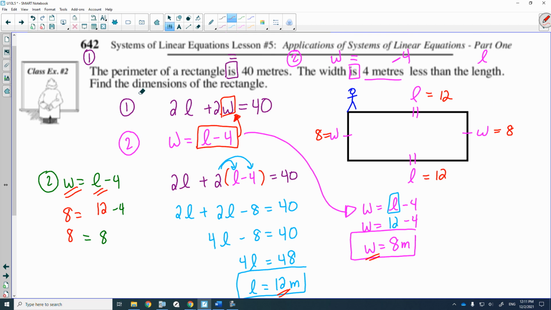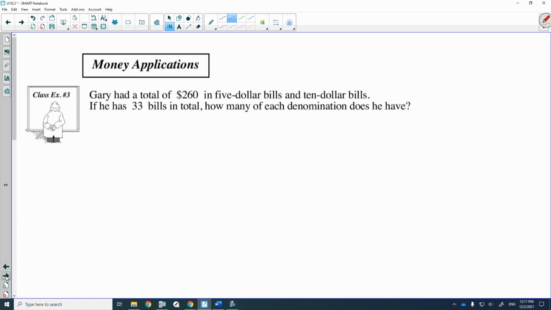So again, the first type of question has to be those number questions. The second type is perimeter of rectangles. And then the third is going to be money. Students have the hardest time setting this up the first time, and then it gets easier once you see how this system is set up.